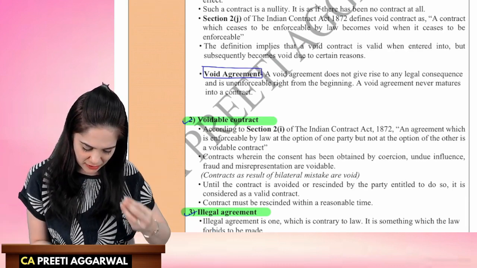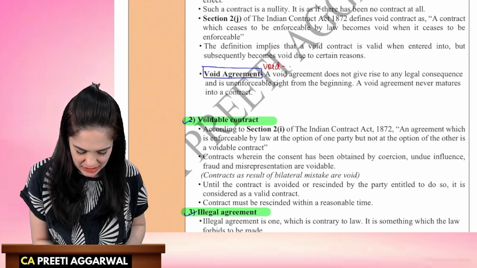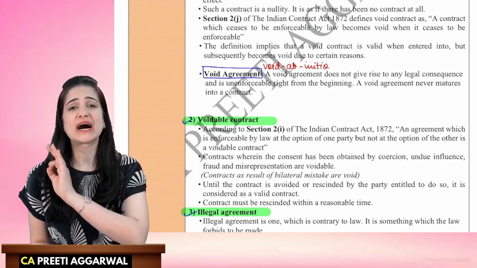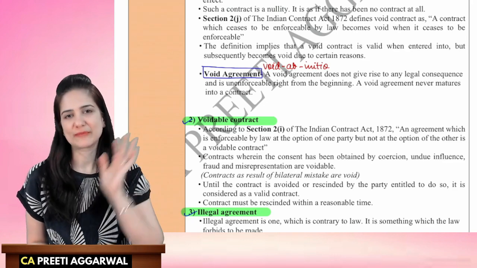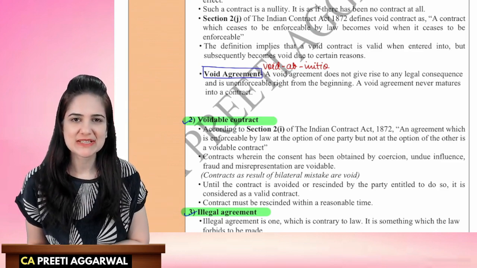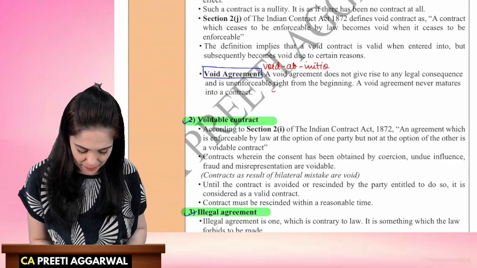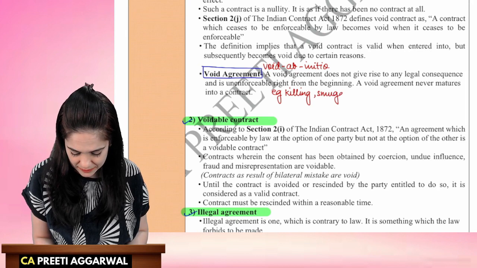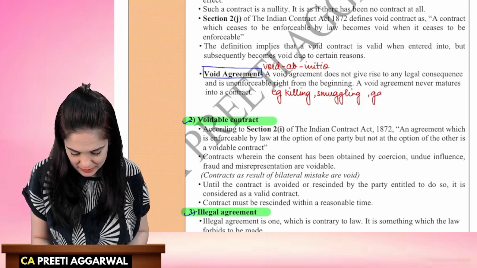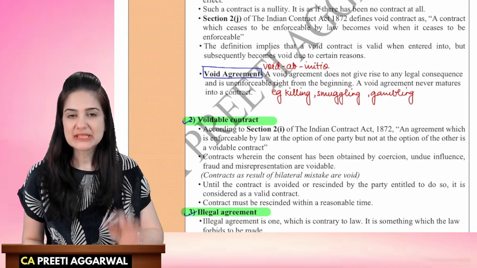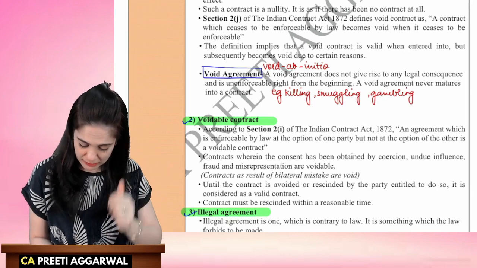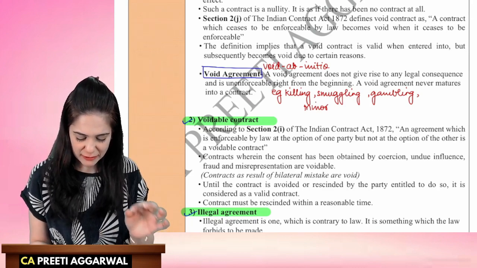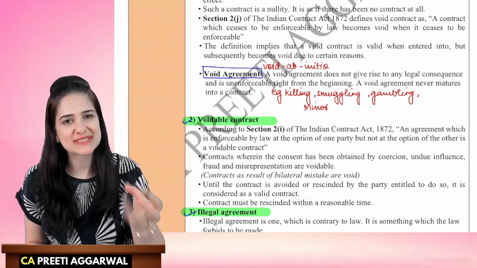So over here, you can conveniently write this is nothing but void ab initio. It is void right from the beginning. It is unenforceable by law right from the beginning. Can you recall the examples that we had discussed? Yes, examples will include killing, you are entering into a contract to kill a person, smuggling, gambling. These are void right from the beginning. Contract with minor, yes, very good. Contract with minor. So all these are void right from the beginning. There is no enforceability, hence it is just an agreement.